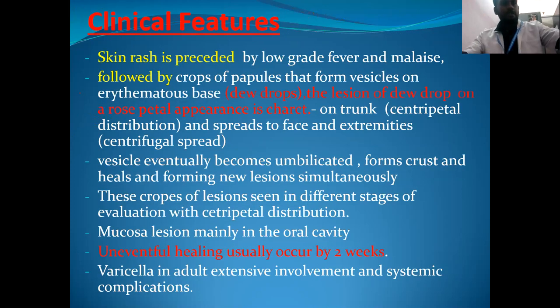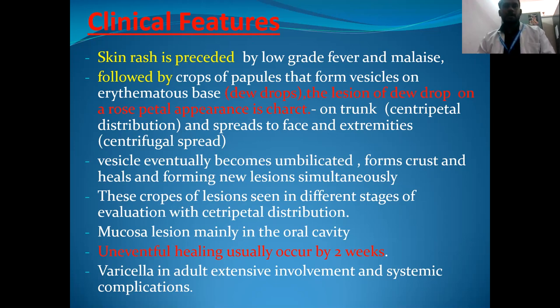Coming to the clinical features, the skin rash can have a low-grade fever and malaise as a prodrome, and this will be followed by crops of papules that form vesicles on an erythematous base, that is, a dew drop on a rose petal appearance. This is a characteristic feature. It will appear initially on the trunk, that is, the centripetal distribution, and then spread to the face and extremities. So it's very important. It has a centripetal spread. It appears initially on the trunk, and later it spreads to the face and the extremities.